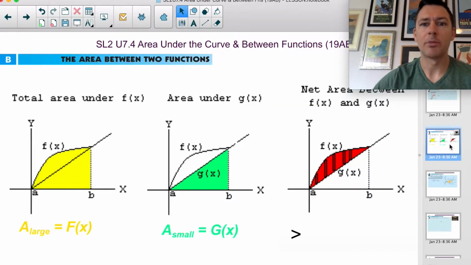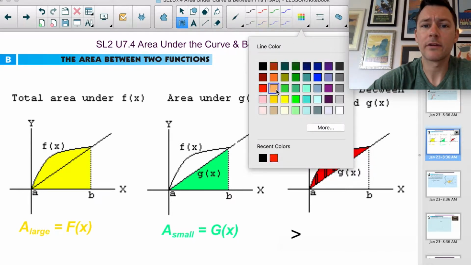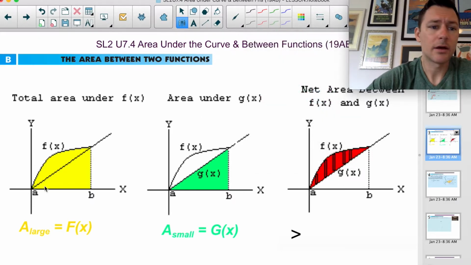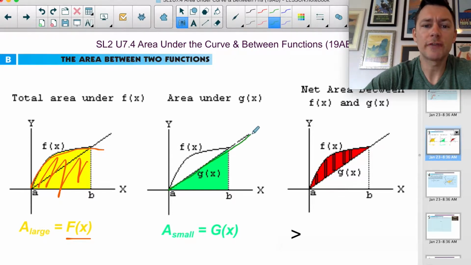So that's part A. Part B is the area between two functions, which works like this. If this is our function f of x, right? The area underneath is the integral of f of x. So that's this area. And if we had some other function g of x, small g, the area underneath is, so that's this piece.